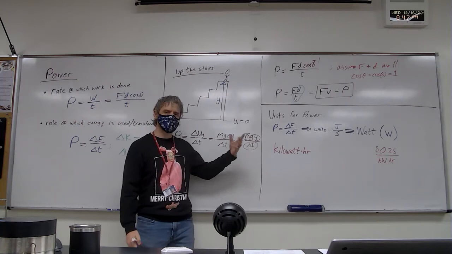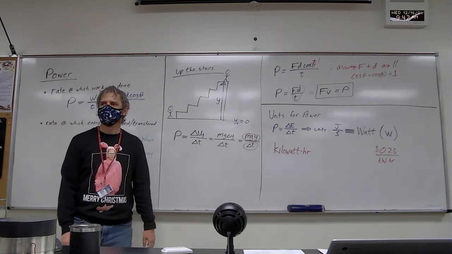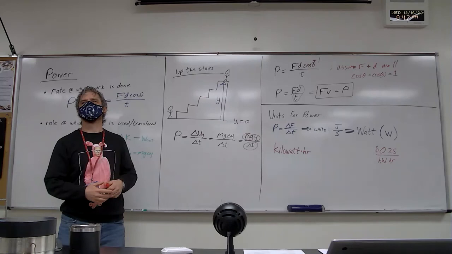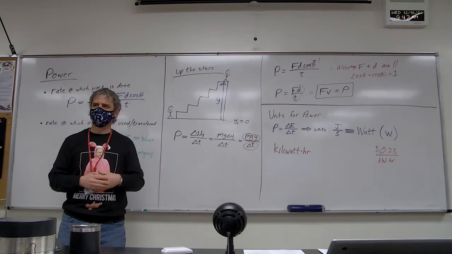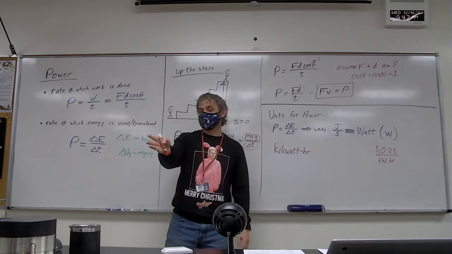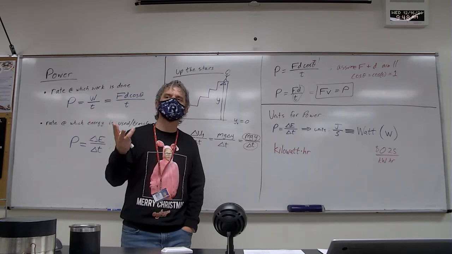For an hour, you can use 1 kilowatt. You pay 25 cents. So if you pay 25 cents, you can use 1,000 watts for an hour. I think that would make one house. What you'll see, and there's a problem on the quest assignment for power where you actually determine this, is that to keep lights on, it's very cheap. It's not expensive at all.